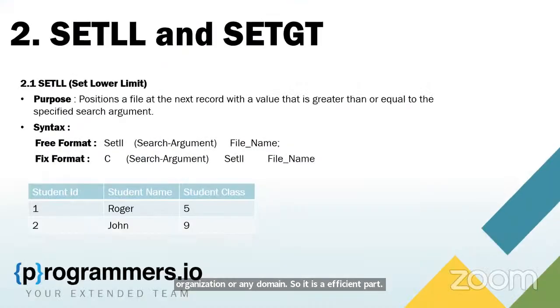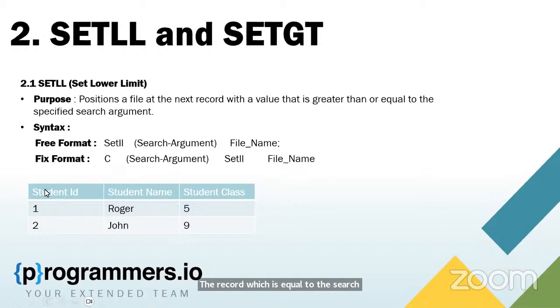First, we will talk about the setll opcode. So what is the setll opcode? The setll opcode means set lower limit. What is the purpose of setll? Whenever you use the setll opcode, it will position the pointer in a file at the record which is equal to the search argument or just greater than that.